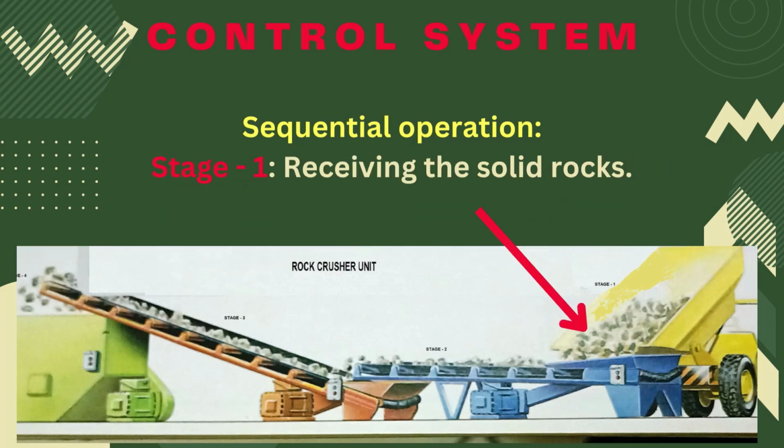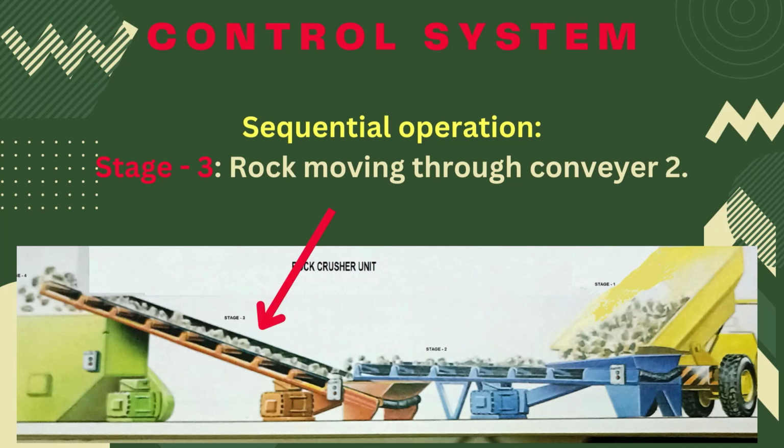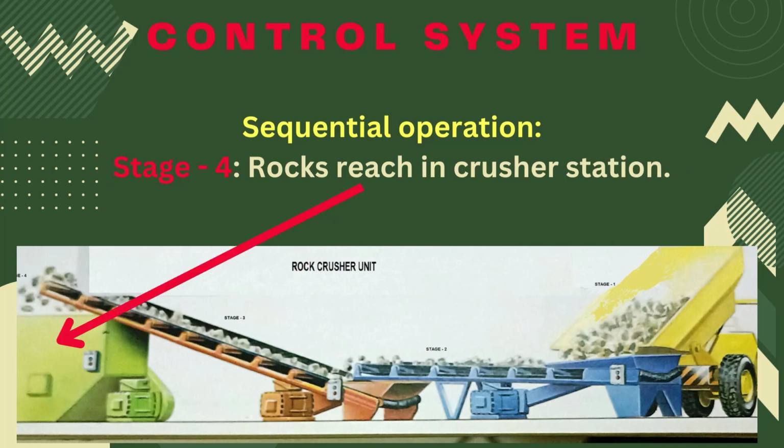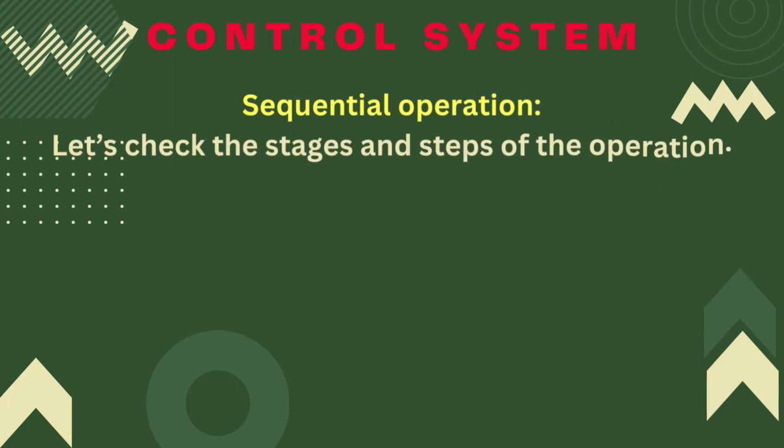Stage 1. Receiving the solid rocks. Stage 2. Rocks moving through conveyor 1. Stage 3. Rocks moving through conveyor 2. Stage 4. Rocks reach in crusher station. Let's check the stages and steps of the operation.